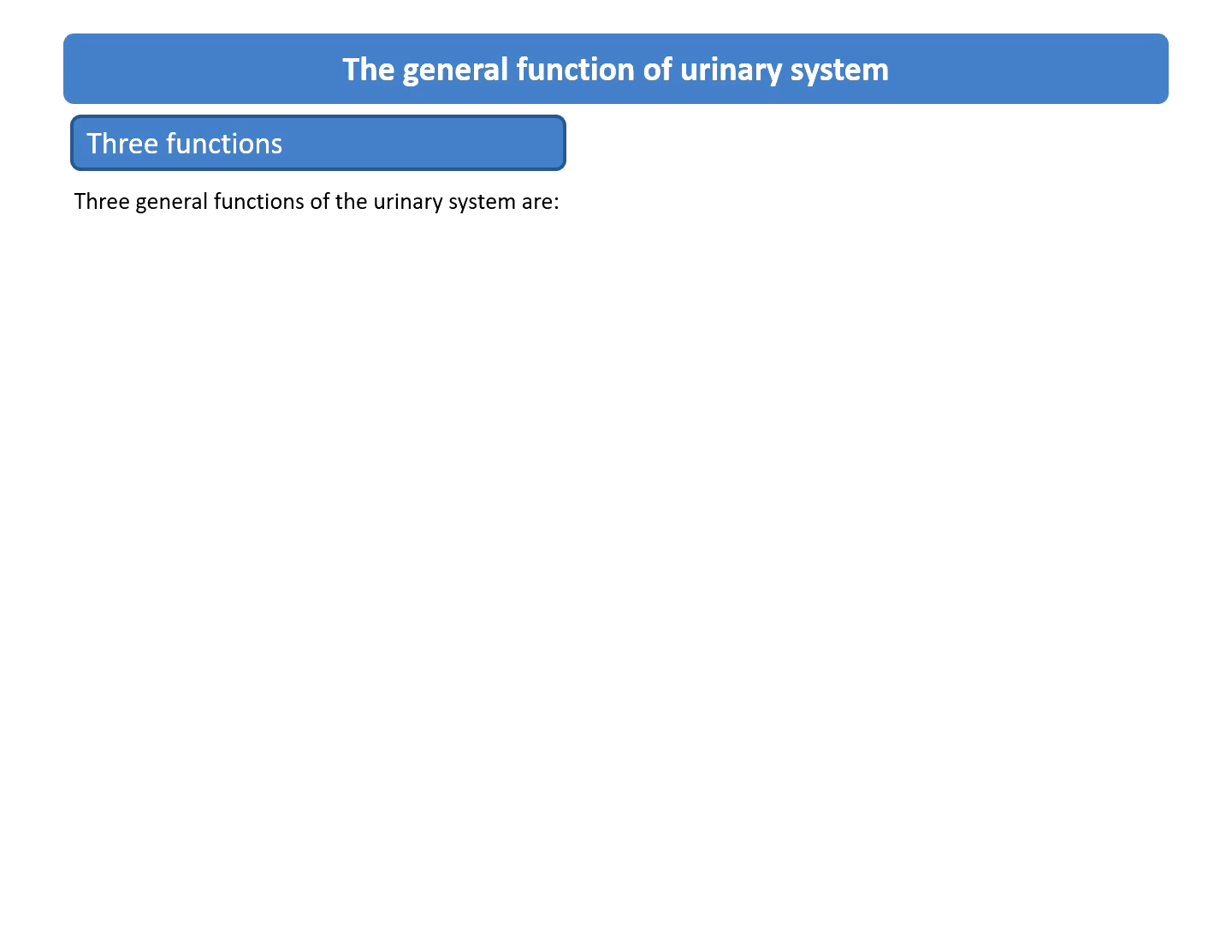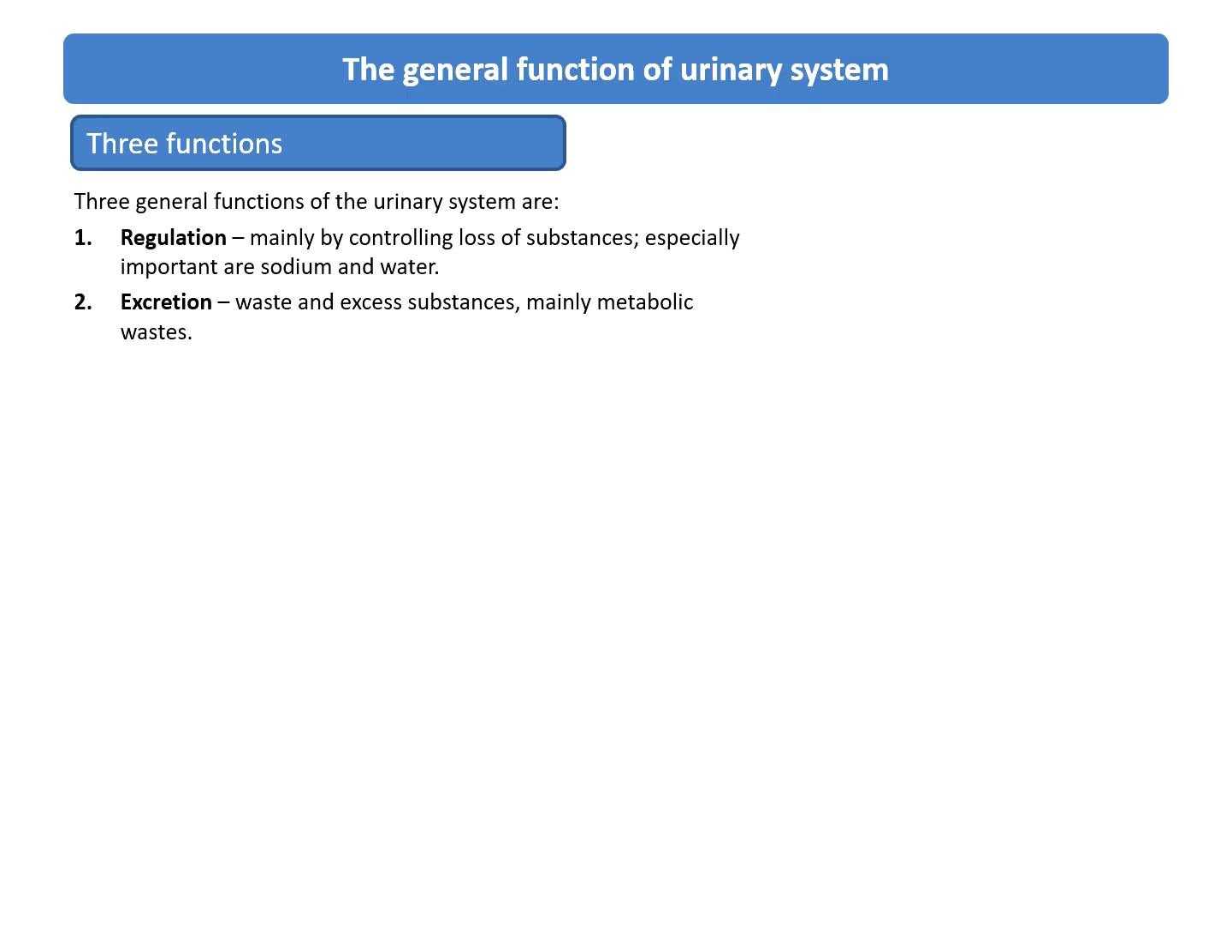There are 3 general functions of the urinary system. Probably the most important is regulation. It's controlled mainly by controlling loss of substances. Especially important are sodium and water. Of course, excretion itself is an important role. Waste and excess substances, mainly metabolic wastes, are excreted.